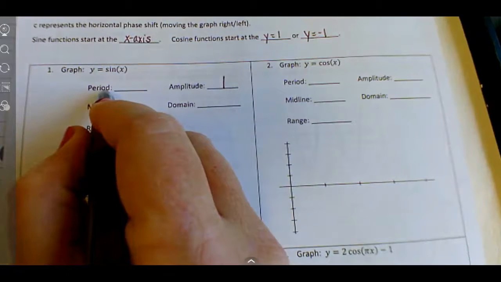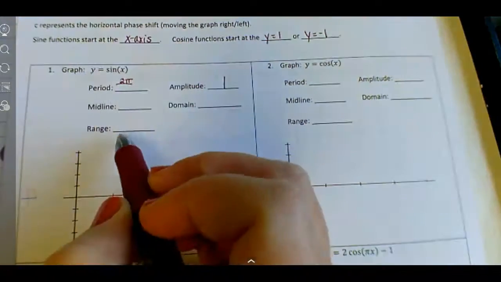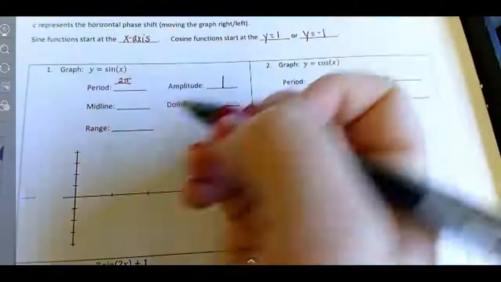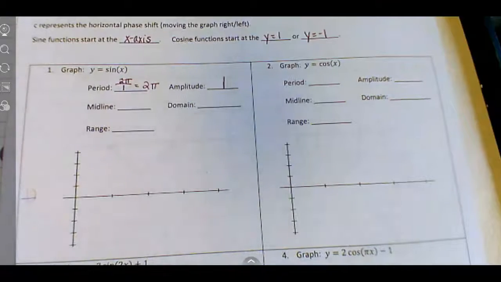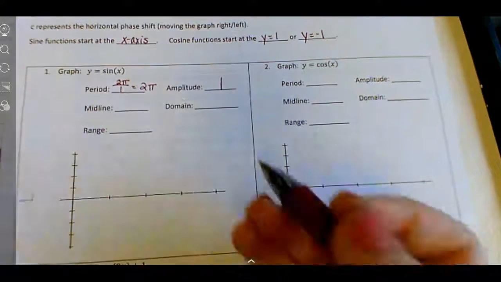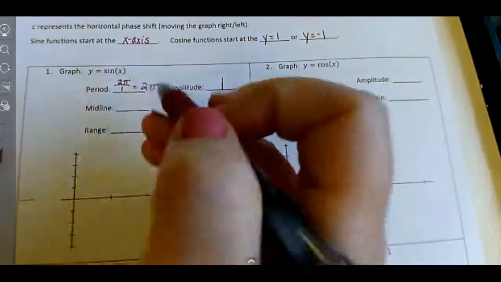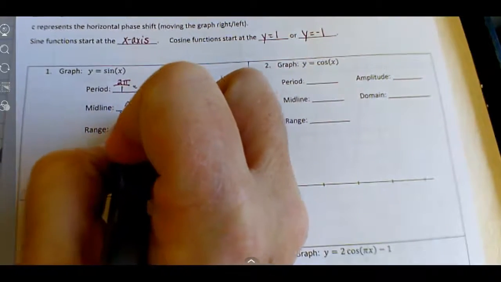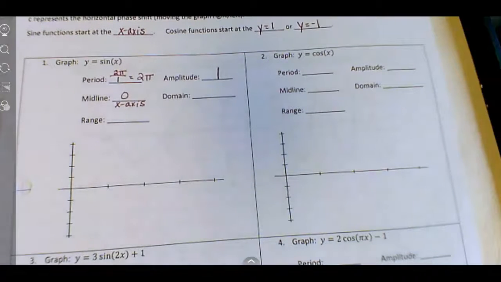Okay, the period is always 2 pi divided by b. There's an understood 1 right here. So it's 2 pi divided by 1, which just is 2 pi. The midline is like whatever would be right here. It's just like a plus 0, so the midline is 0, which ends up actually being the x-axis. I'll write that there just in case we need it. Okay? We're going to graph it, and then we'll come back and talk about the domain and range. Okay?